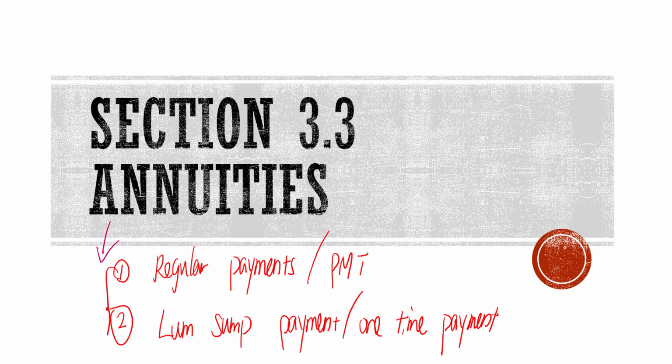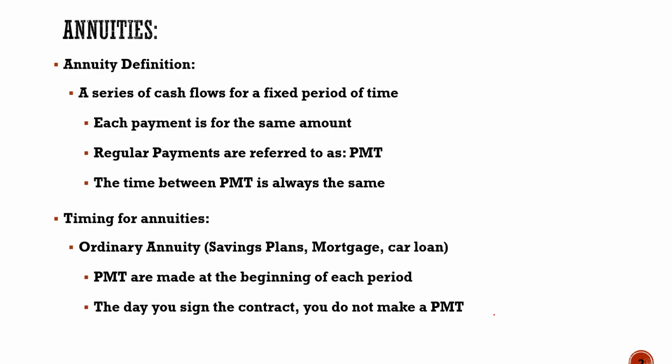First, let's get to know a little bit more about annuity. The annuity definition is a series of cash flows for a fixed period of time. Each payment is for the same amount. Regular payments are referred to as PMT. And also the time between the regular payments is always the same.